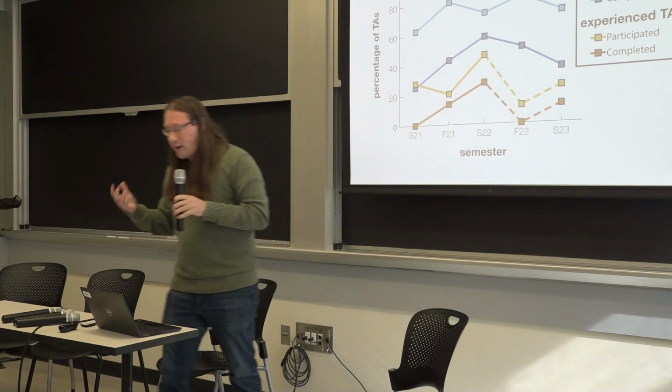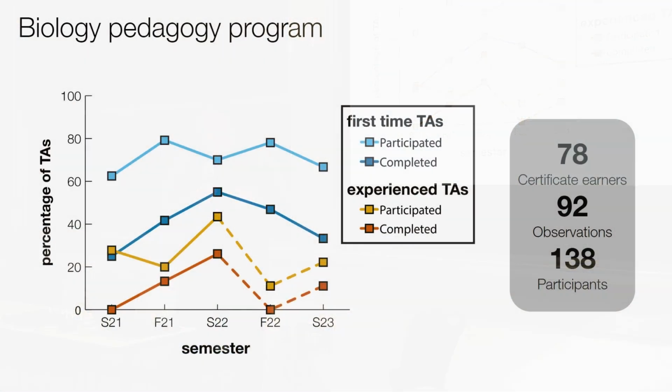And so we've been measuring engagement in this, and in general, our first-time TA engagement is pretty good. Participated means they've gone to at least some part of this program, of the series of workshops or observations. And then roughly 40 to 50% of our first-time TAs are completing the certificate. And so we're hoping to continue increasing this. I will say the numbers aren't final yet, but fall 23 is looking like it might be our highest engagement so far. We'll see how the final numbers shake out.